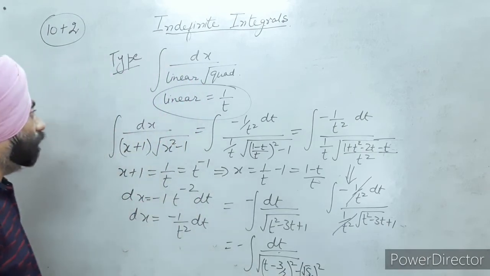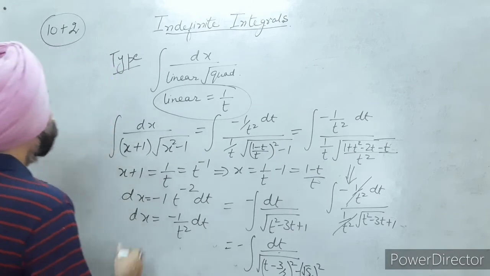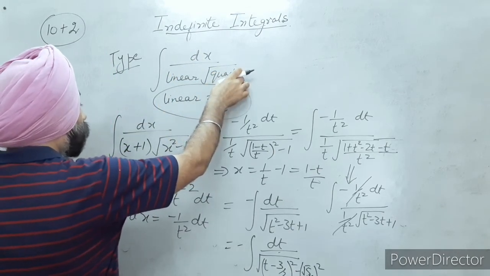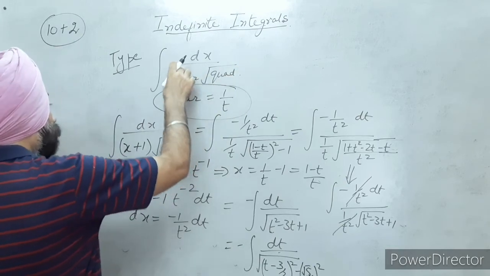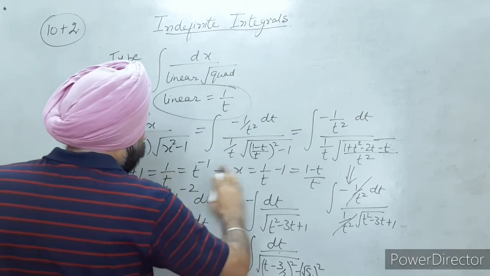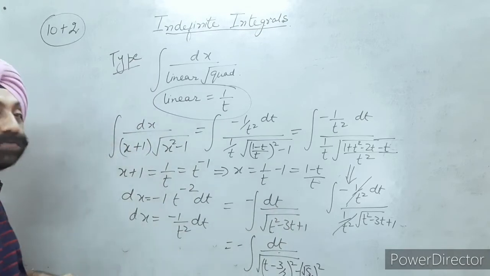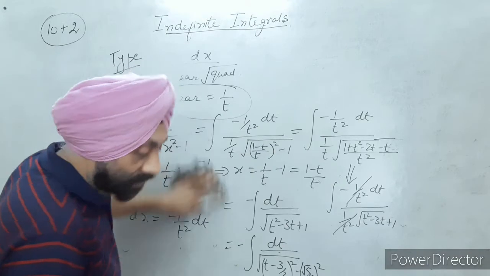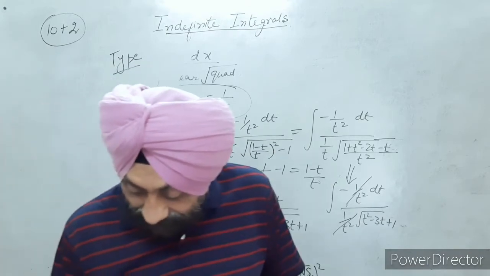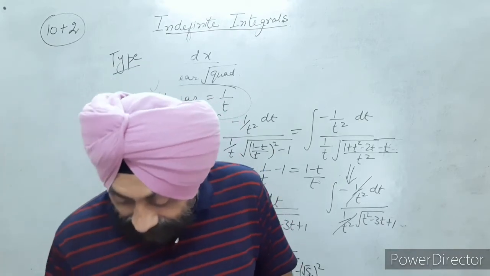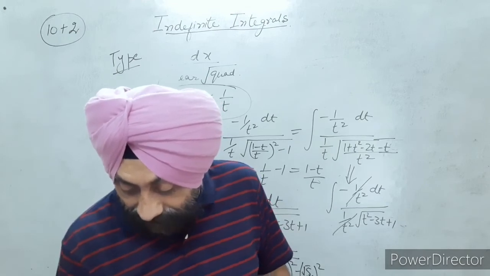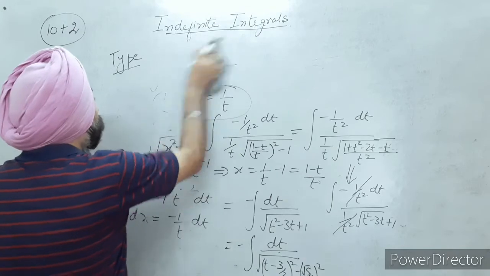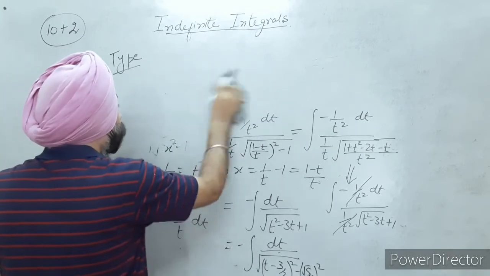This is the way how we solve the type dx upon linear into under root of quadratic. We put linear equals to 1 by t and then proceed as I have shown it to you. This is the method. Now the last type from this very chapter is quadratic into under root of quadratic, right? The last type of this chapter.